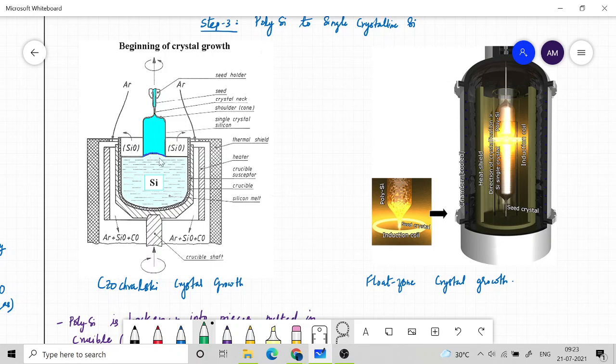So this cylindrical shaped solid cylinder you will get, and the diameter of this solid cylinder depends upon the rate at which you are going to pull. So if you are pulling it slowly, then what will happen? The diameter will increase. Okay, but if you are pulling it faster, then the diameter will decrease.